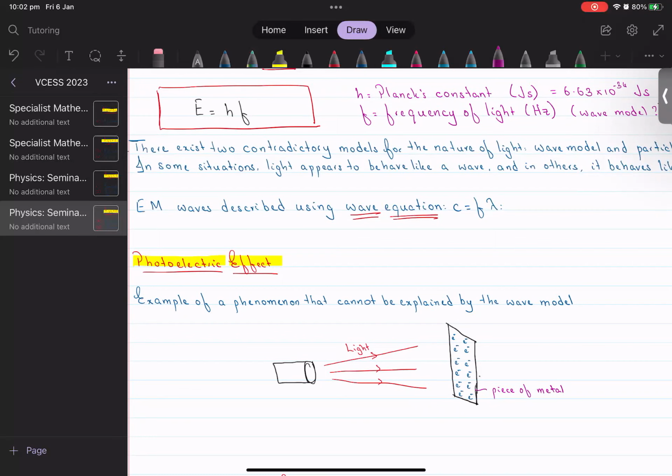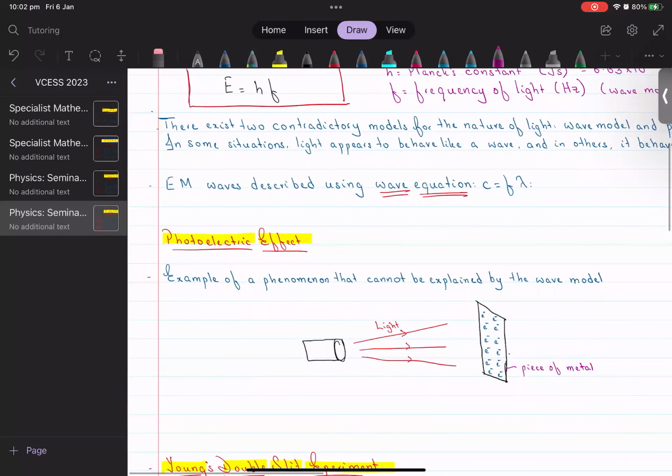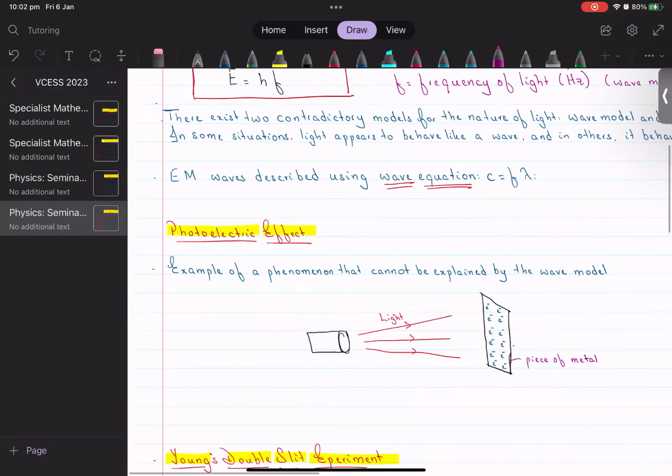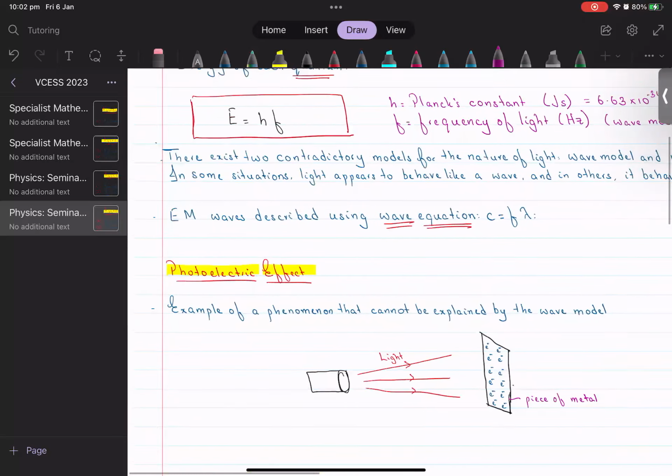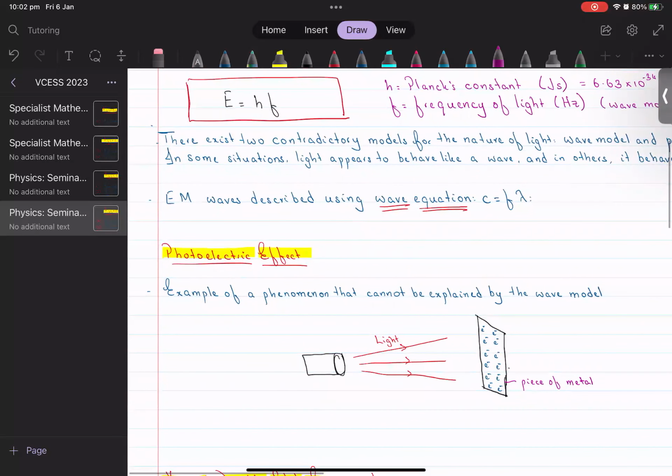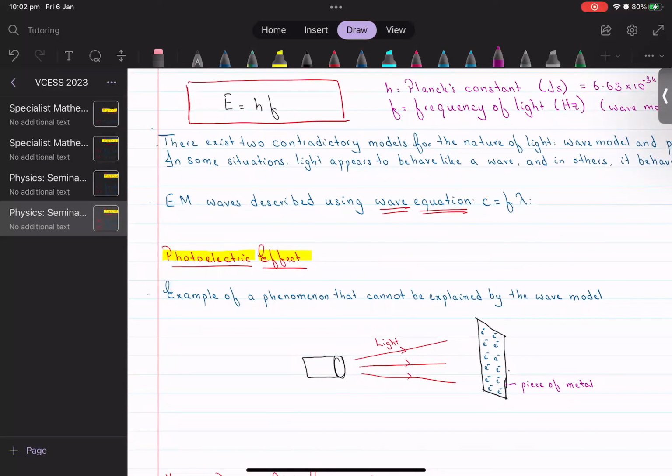Anyway, since we've assumed a wave model here, when we've written this equation E equals hf, these discrete packets are thought of as propagating as waves. So you can think of these as packets of waves that kind of look like this. It's a very poor illustration, but I'm sorry.